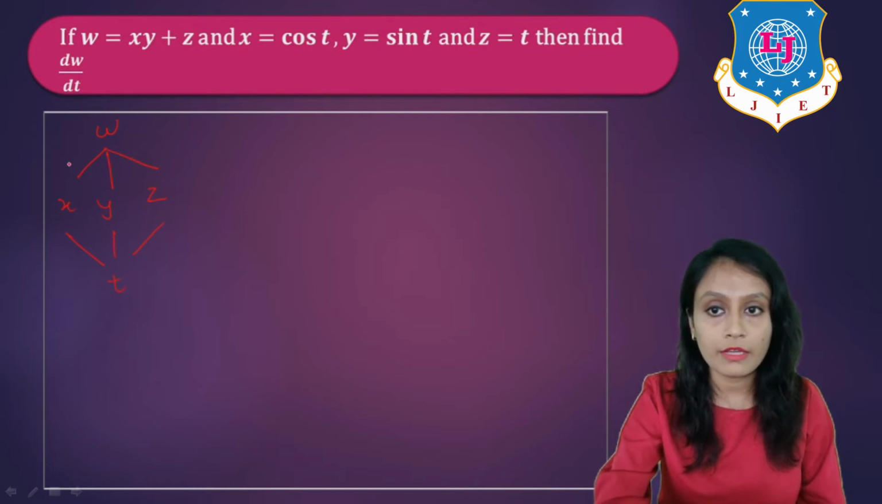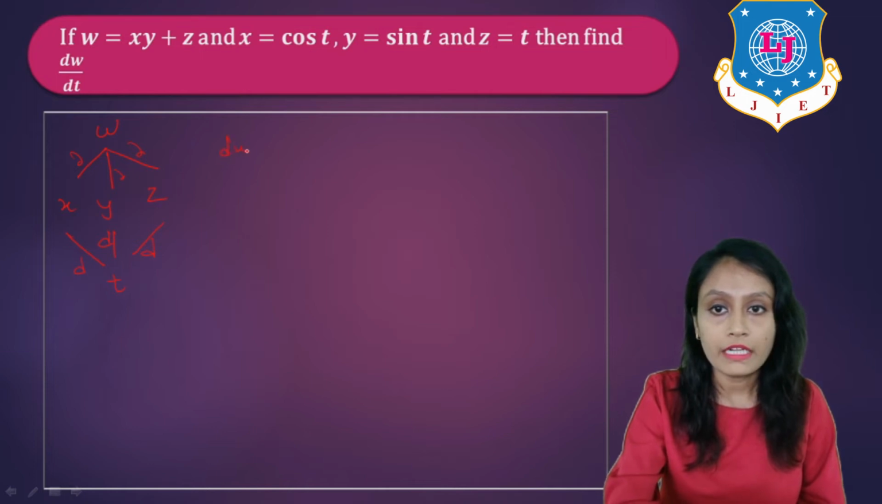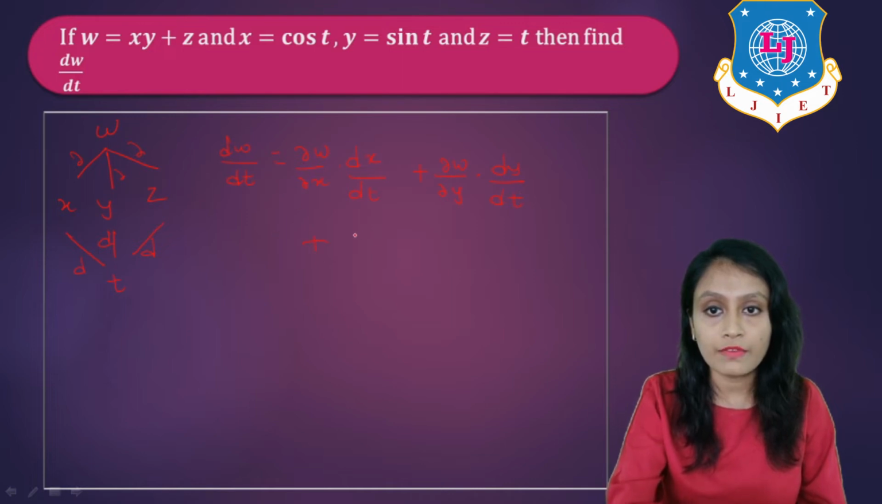Now here we have three variables, so we will write del, and here we have one variable, so we will write d. Now what do we have to find? dw by dt. So the formula will be del w by del x into dx by dt, plus next one del w by del y into dy by dt, plus the third one from w to z, del w by del z into dz by dt.